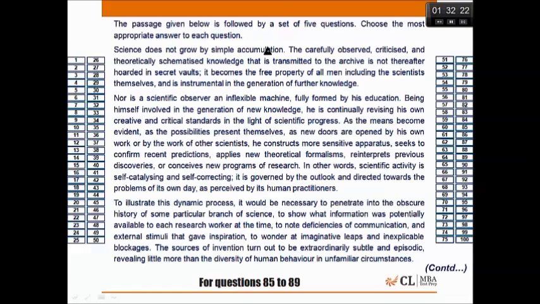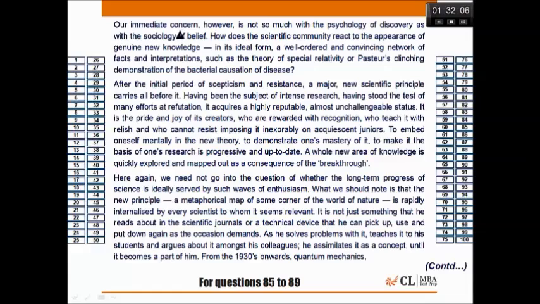As the means become evident, okay, the consumer sensitive paradox seeks to conform to, let's say, dynamic process. It would be necessary to penetrate the obscure history of some more. Okay, so science doesn't to illustrate this dynamic process. Okay. Our immediate concern, however, is not super psychology but sociology of belief. What does it react to appearance? Looks like an intelligent person who has written this.